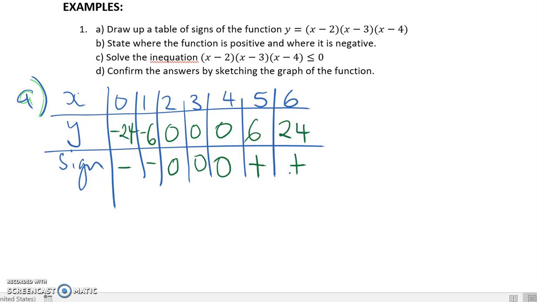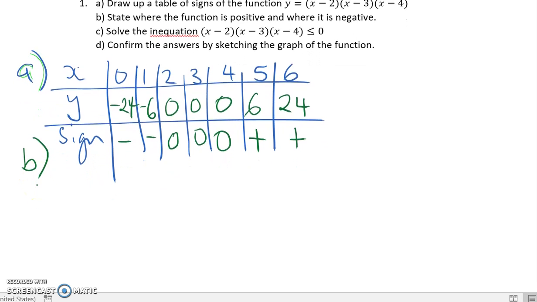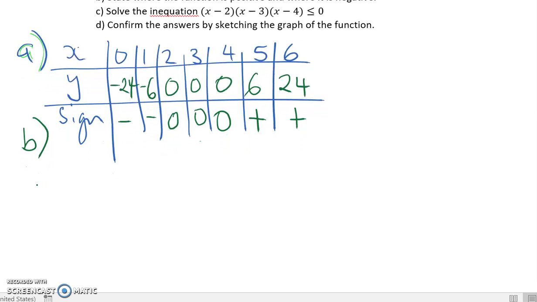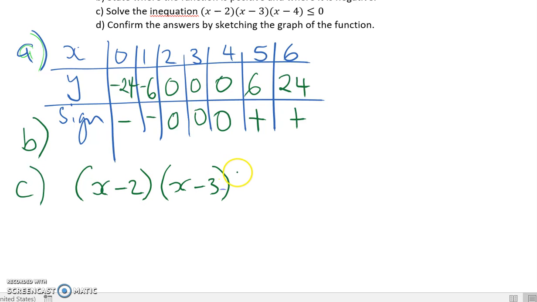So that's kind of parts A and B there, state where it's positive and negative. I'm then asked to solve the inequation. Okay, so if I want to solve this inequation, basically what I'm looking at is if I'm trying to solve this, I want to see when this function is less than 0. In other words, when is it beneath the x-axis?